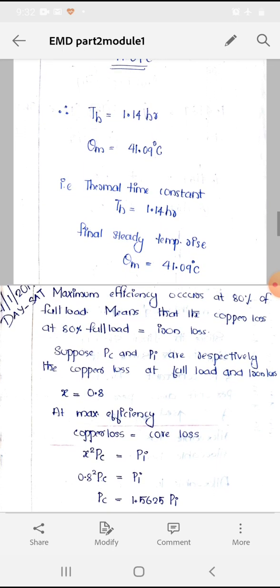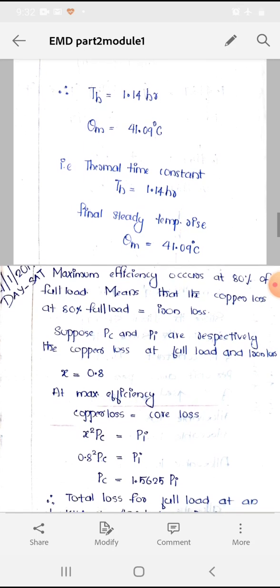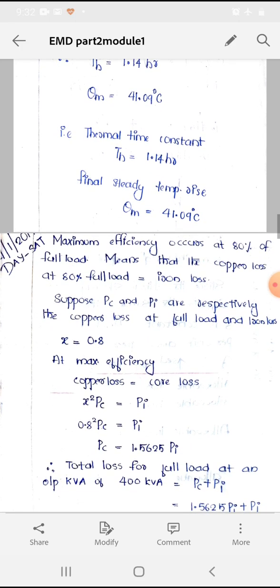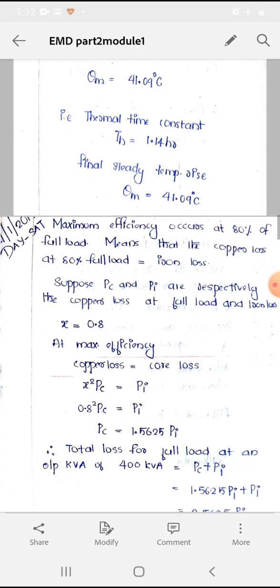So first we need to know the maximum efficiency condition of a transformer. At maximum efficiency, as we have studied in our previous semesters, copper loss is always the same as core loss. So copper loss is x² Pc and core loss is Pi.